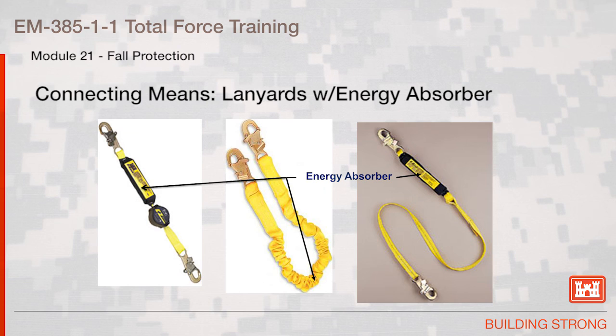Connecting means for lanyards with an energy absorber. This slide shows 3 different types of lanyards. All 3 contain an energy absorber. The one on the left has a self-retracting lifeline device with it. The one in the middle, the energy absorber is internal to the lanyard, and the one on the right is your more typical 6-foot lanyard with an integral energy absorber.